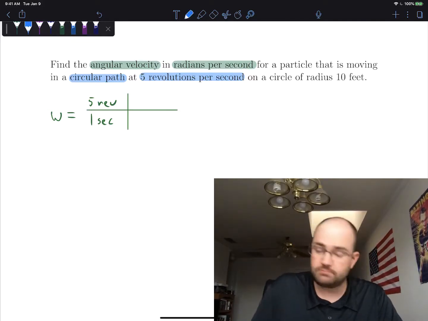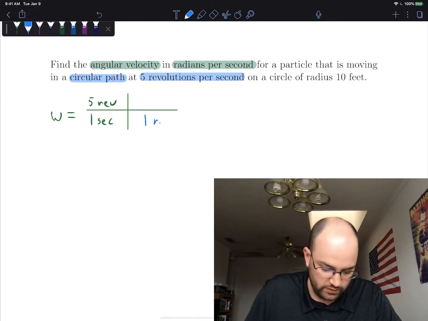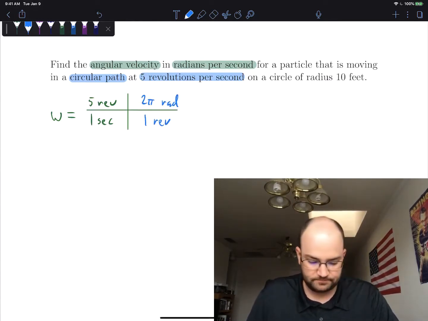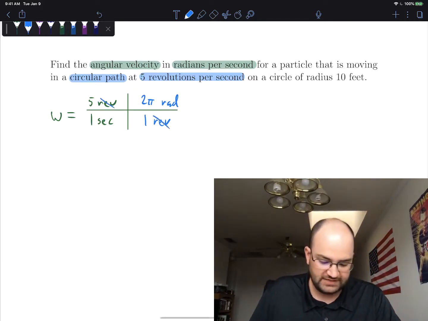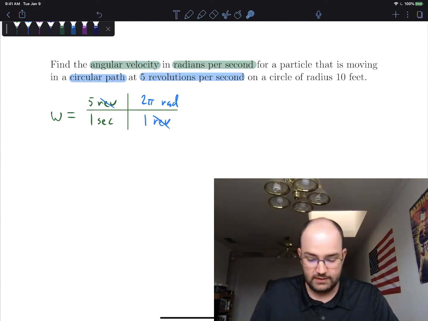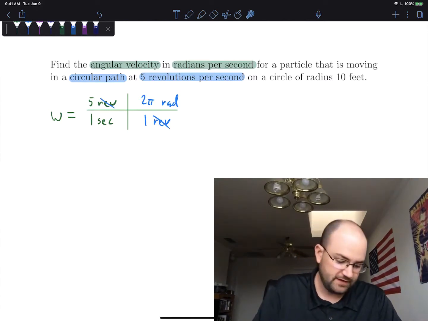So to do that, let's convert. For every 1 revolution, there are 2 pi radians. So the revolutions cancel each other, and notice that our units are now radians per second. Now just multiply everything straight across and simplify.